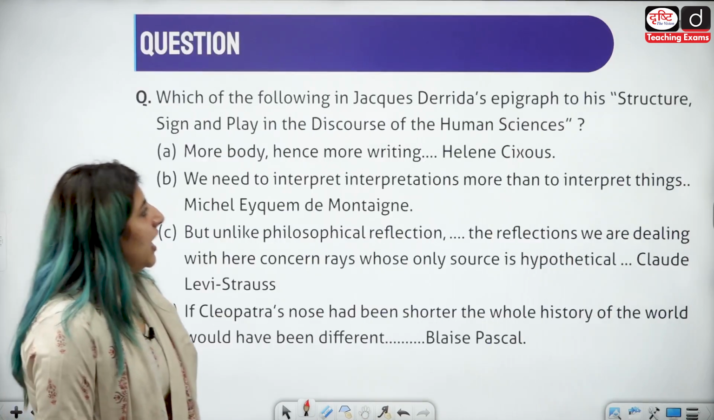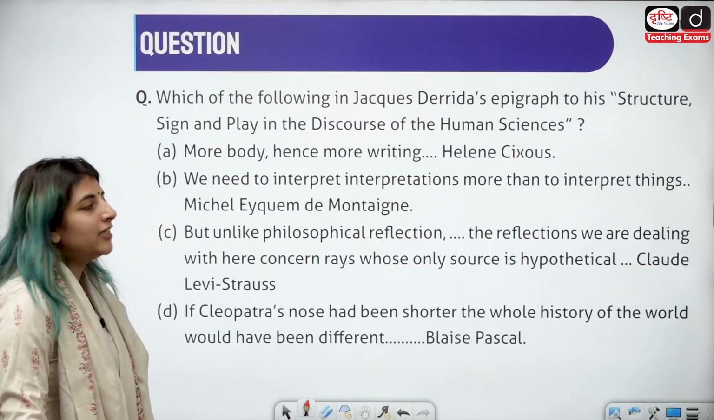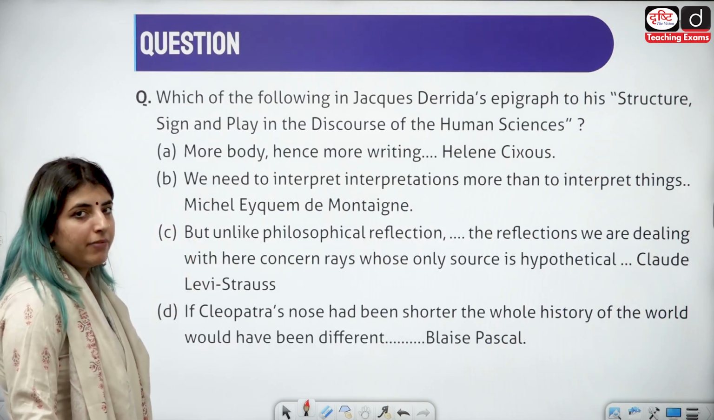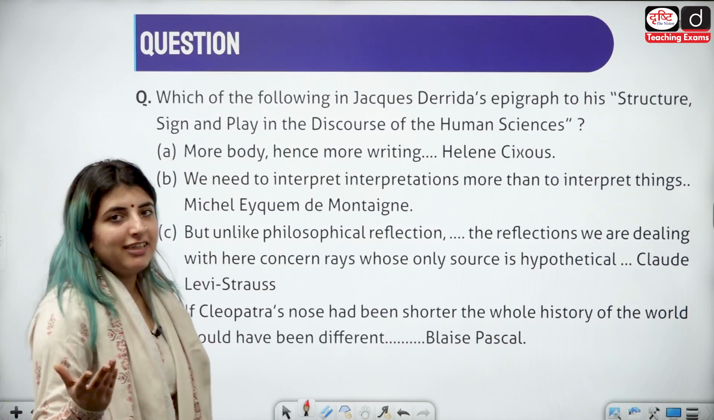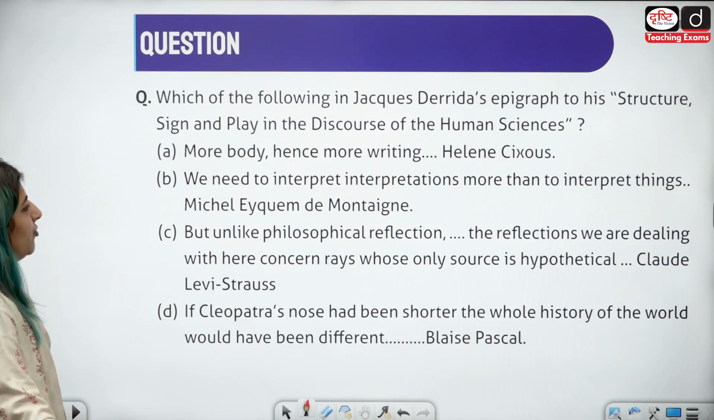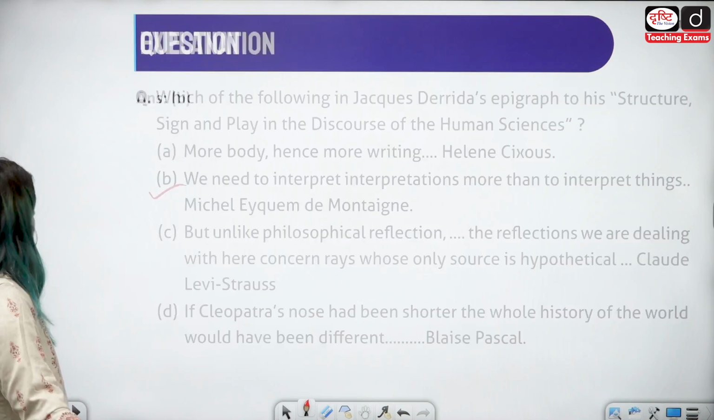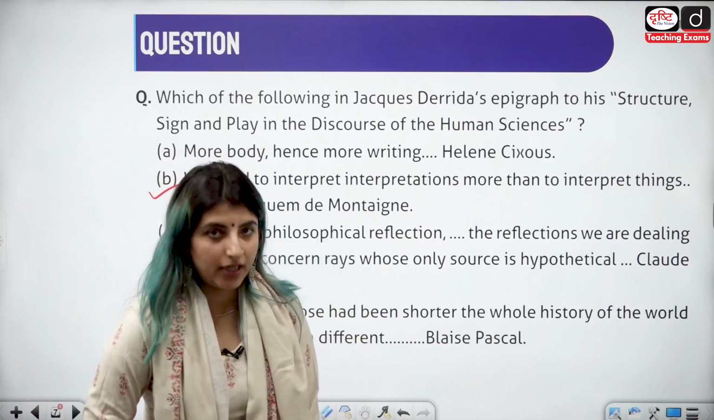Which of the following is Jacques Derrida's epigraph to his Structure, Sign and Play in the Discourse of Human Sciences? इनमें से कौन सा उनका epigraph है? The answer, again, pause the screens first of all. The answer to this question is option B. We need to interpret interpretations more than to interpret things.